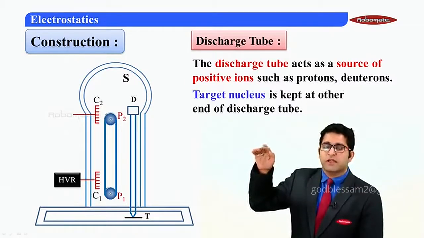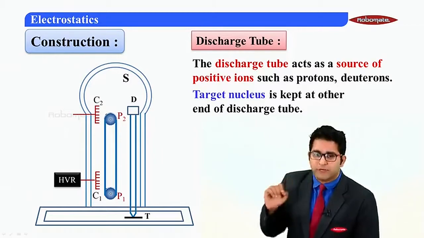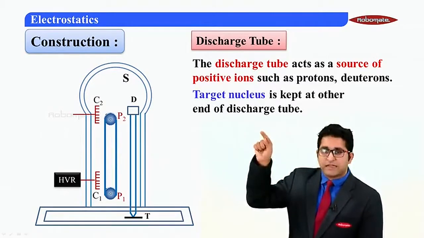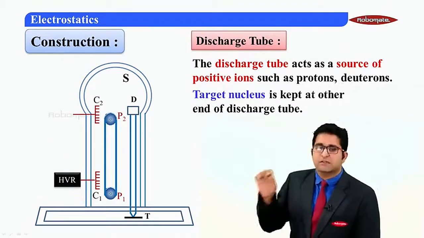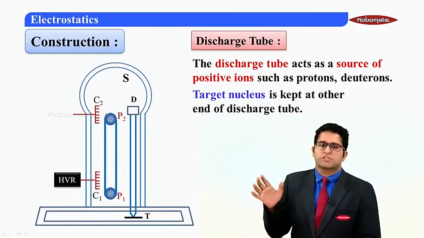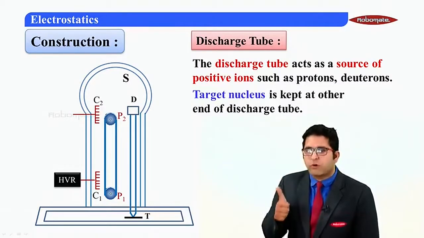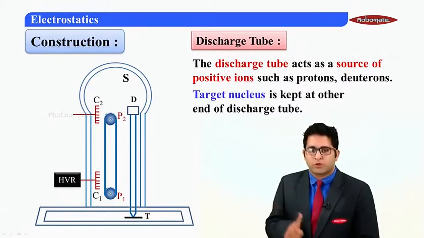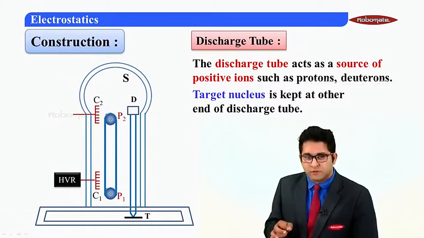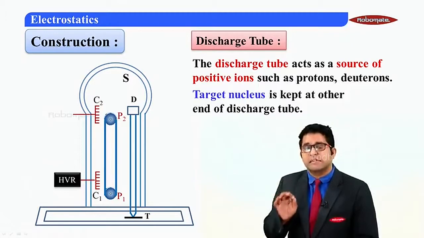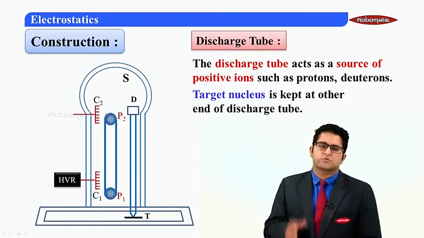So over there we'll have a positively charged particle. That positively charged particle will get accelerated due to high potential, and because of that it will gain some energy and it will hit the target, right? So the discharge tube acts as a source of positive ions such as protons or neutrons, and the target nucleus is kept at the other end of the discharge tube, right? Now let us move further.